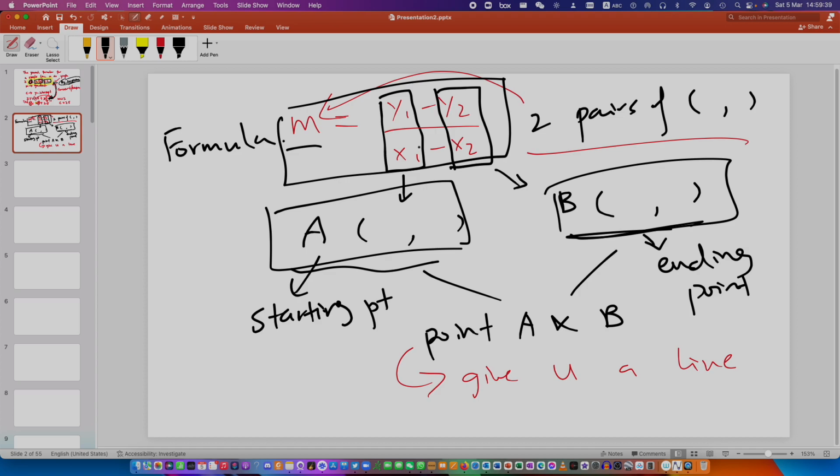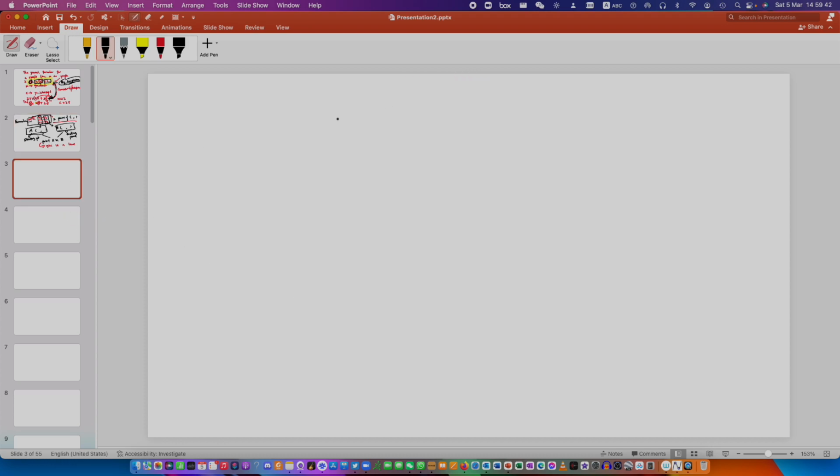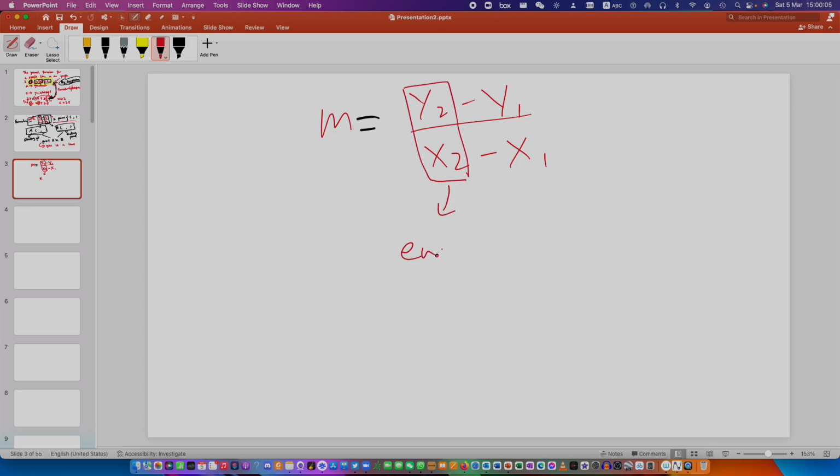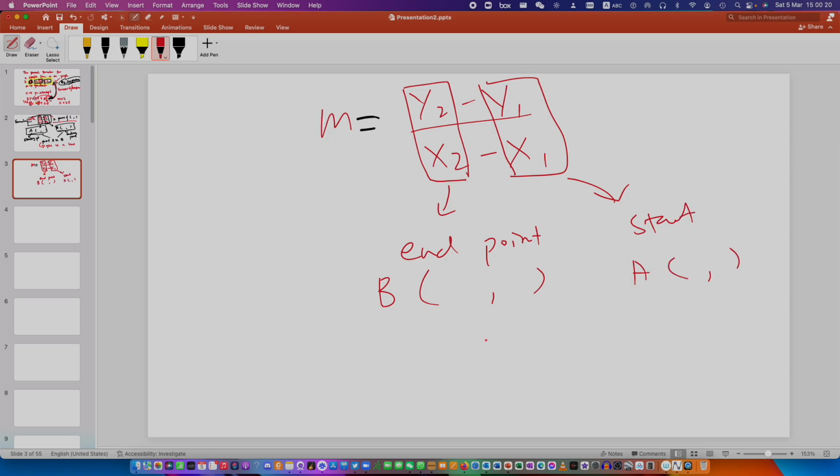Okay? Can you use y2 minus y1, x2 minus x1? Can you? No. What's the meaning of this? Endpoint, right? What's the meaning of this? And starting point. What do you think? Can you? No.